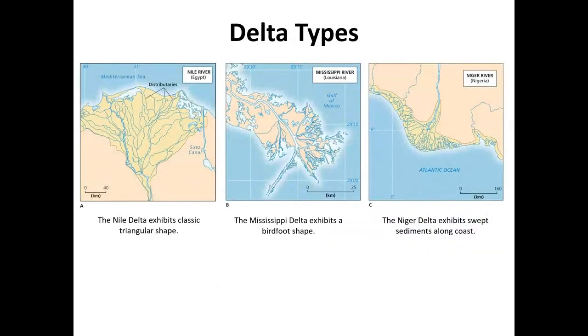And deltas can form in different formations. Where you have water flowing into a relatively calm body of water like the Mediterranean, you'll often have a wider delta. The Mississippi River has formed a bird foot shaped delta. And then the Niger River in Nigeria, where the Niger River meets up with the Atlantic Ocean, that's actually rougher.